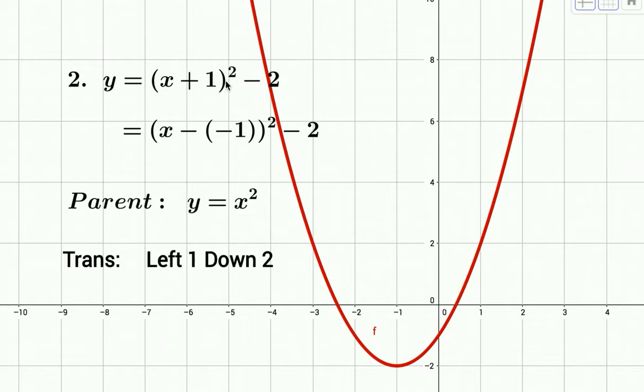And because it's a quadratic equation, the parent function is y equals x squared. So our point of origin went from (0, 0) to (negative 1, negative 2).